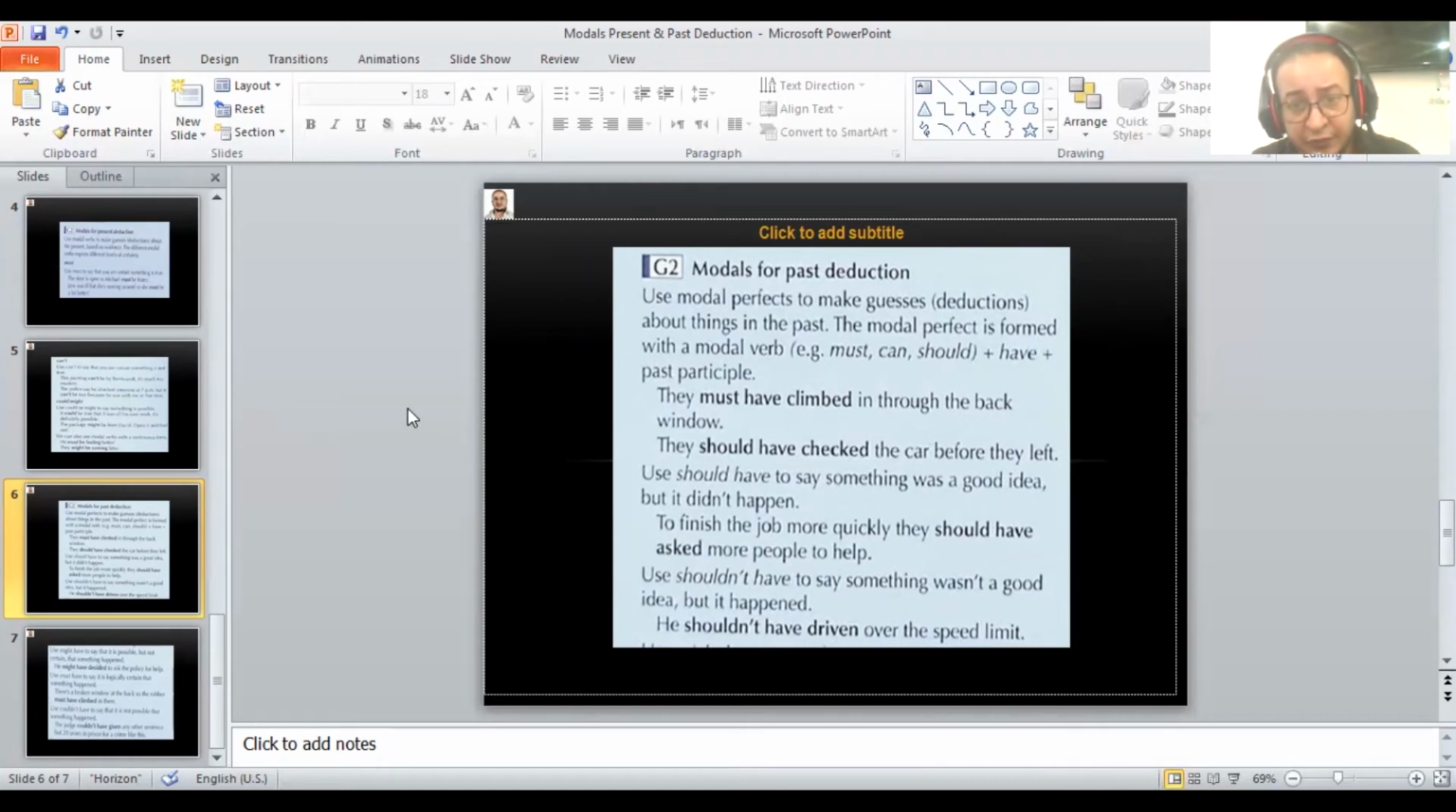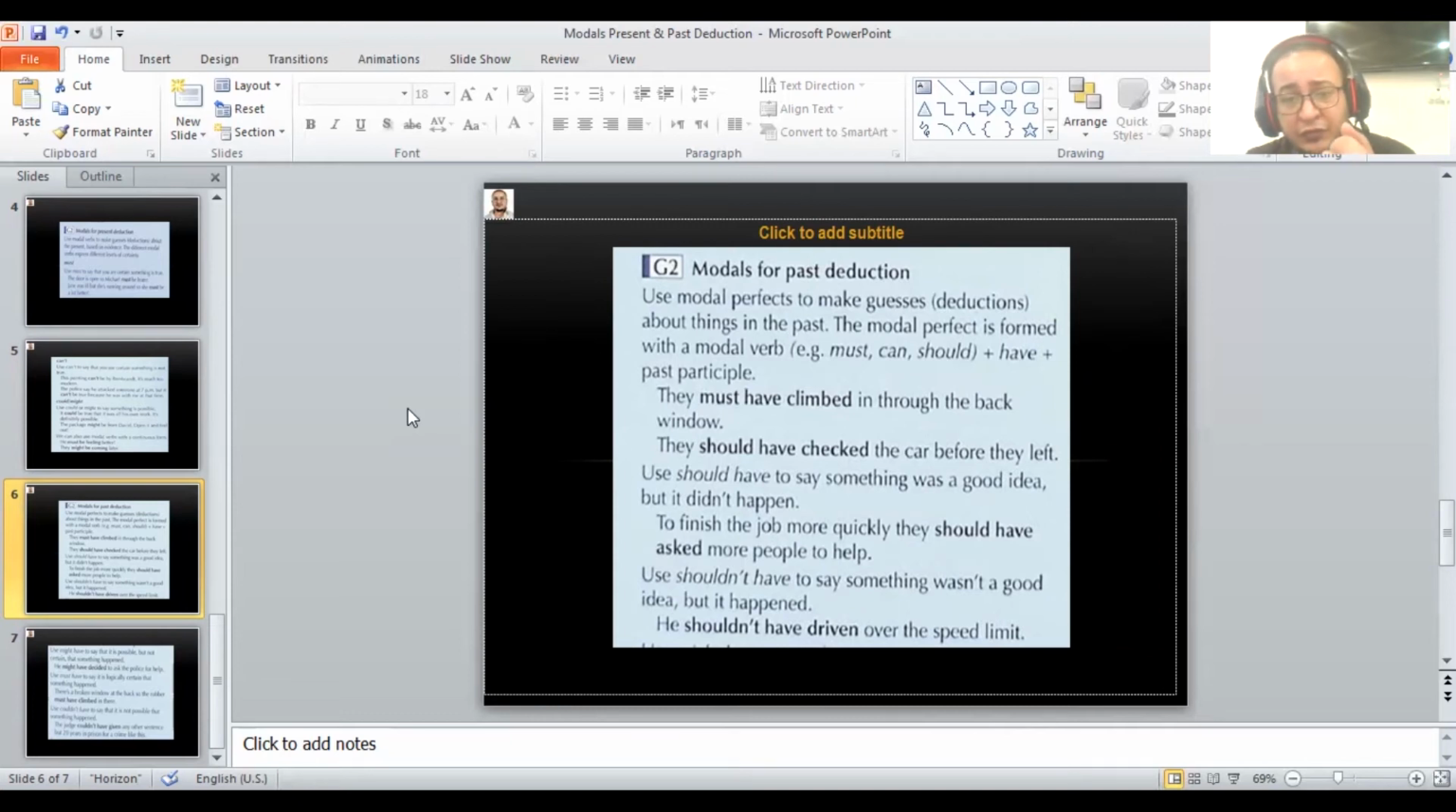Use should have to say something was a good idea but it did not happen. For example, to finish the job more quickly, they should have asked more people to help. That means they didn't ask more people.